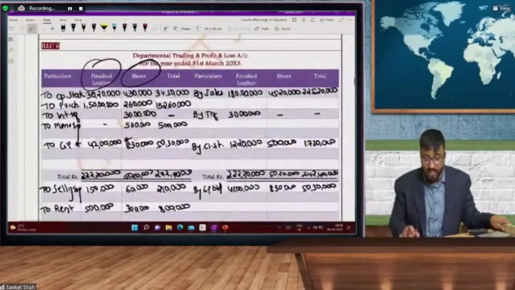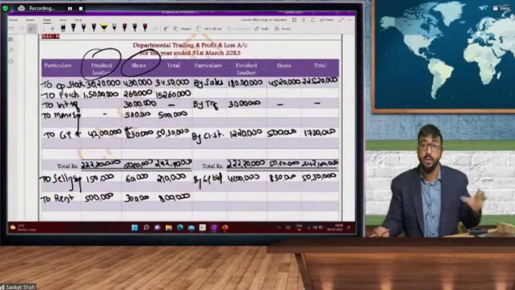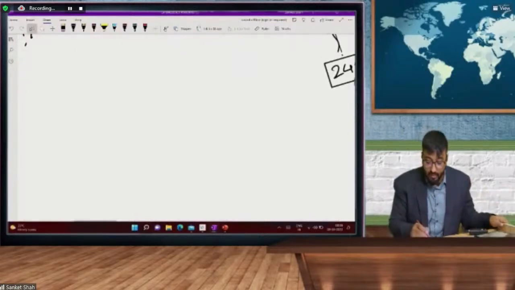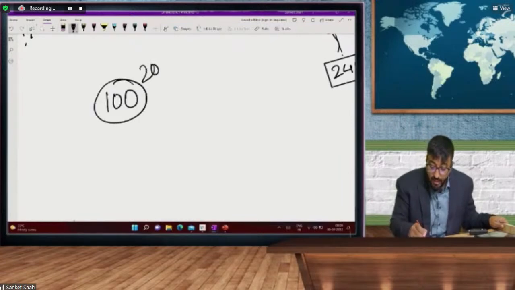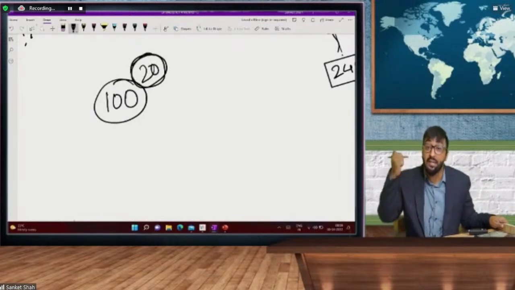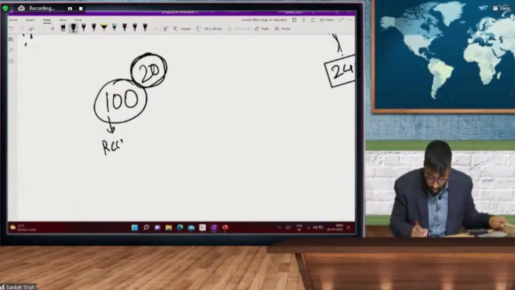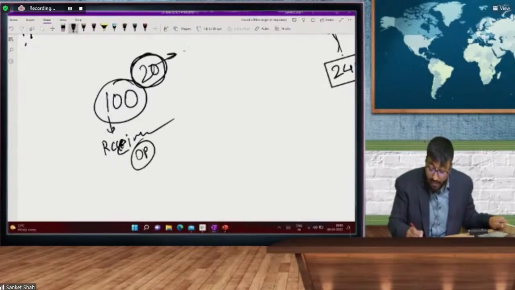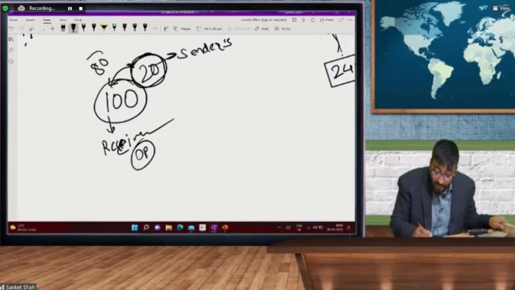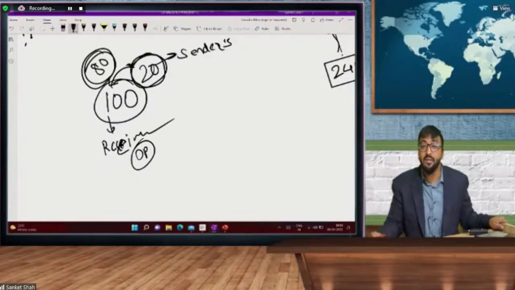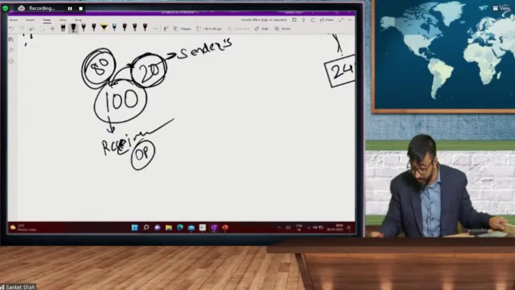Now Rekha is asking me, sir, opening stock. Beta, see, now 100 rupees opening stock, and it includes 20 rupees profit of sender, in receiver's opening stock. Now every time I have to write this. So beta, ultimately this stock is of 80, not of 100. This stock is showing 80 rupees balance.